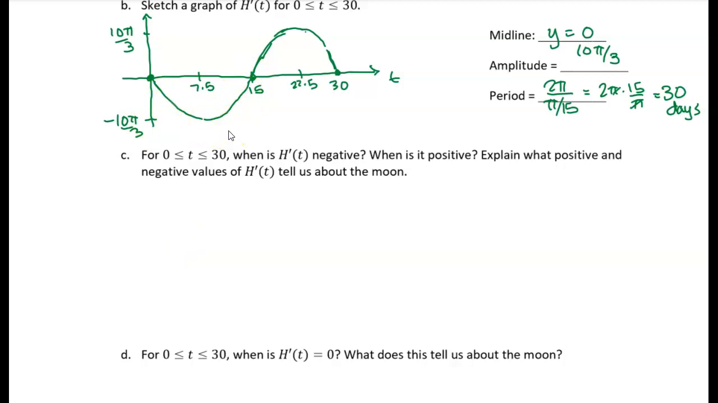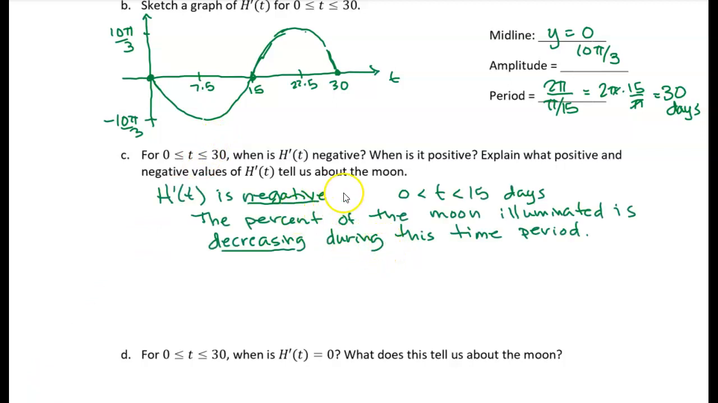And so what does that mean? It means that the percent of the moon illuminated is decreasing during that time, right? Because the derivative is negative. So when the derivative is negative, that means that the original function is decreasing. So the percent of the moon illuminated is decreasing during this time period.